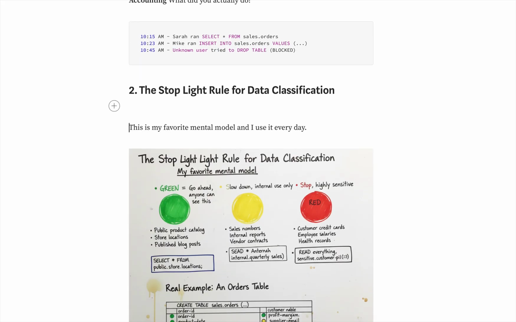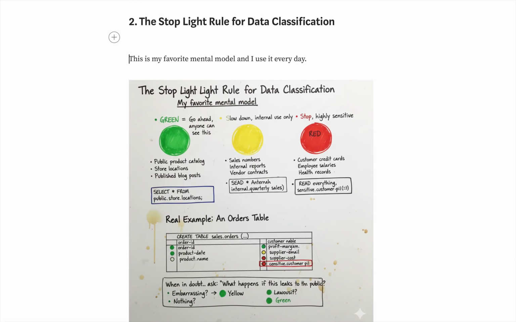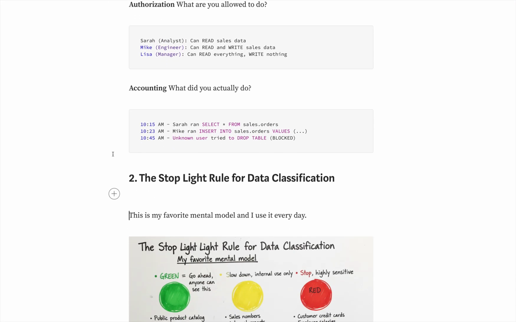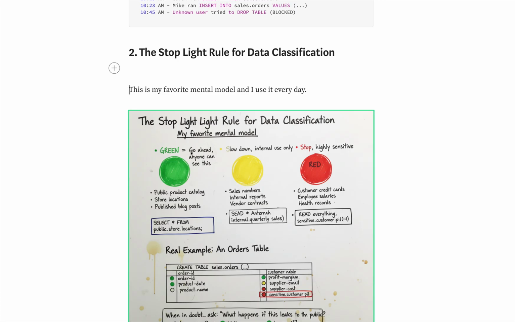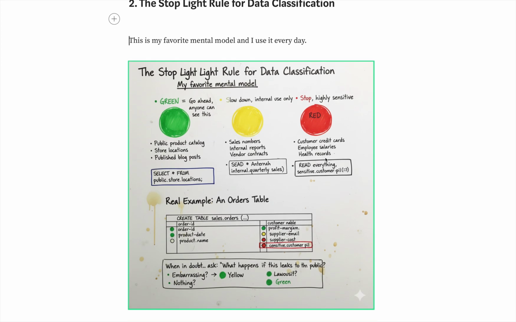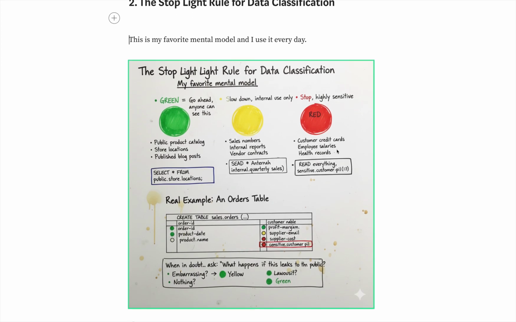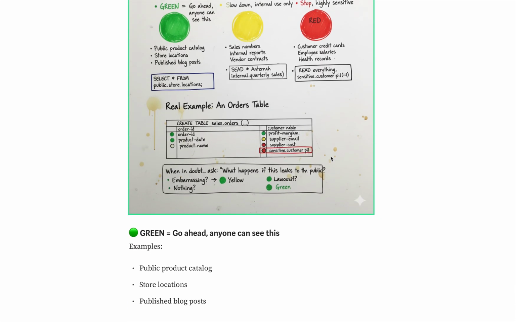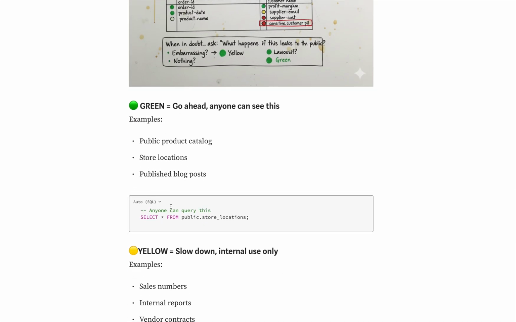This is my favorite mental model, used to explain who can use what data. Green means most users can use it. Yellow means internal employees can use it. Red is highly sensitive data like customer data, credit card data, employee salary, health records, and so on. So this is the example.